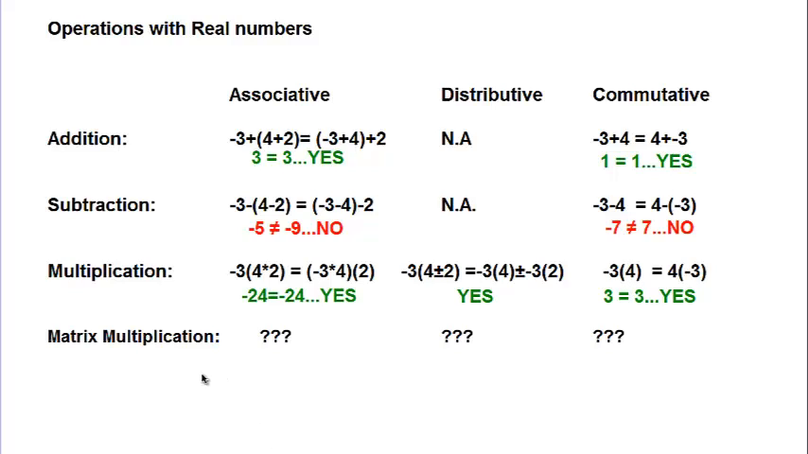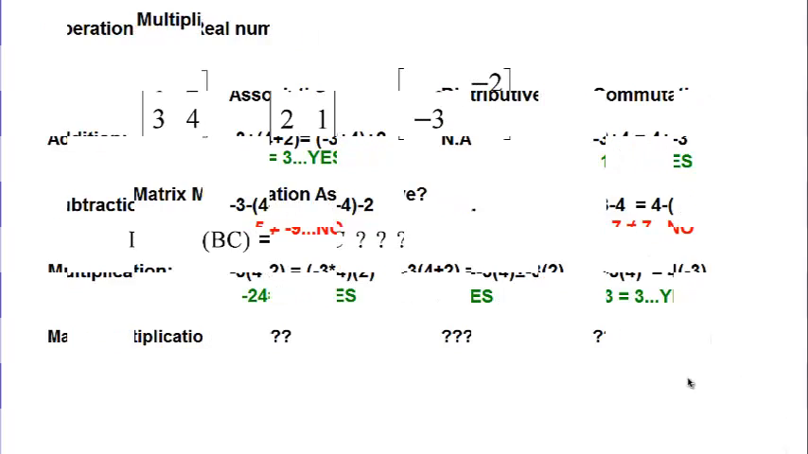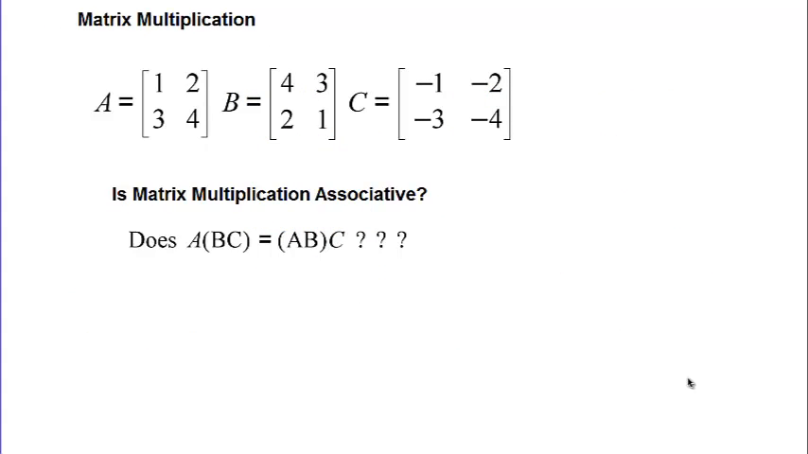So does matrix multiplication have the same properties, associative, distributive, commutative? Let's see if matrix multiplication is associative. Let's pick 3 matrices. Let's just make them 2 by 2s to make life a little bit easier on us. We'll let A equal [1, 2; 3, 4], B equal [4, 3; 2, 1], and C equal [negative 1, negative 2; negative 3, negative 4]. If matrix multiplication is associative, then (A times B) times C is equal to A times (B times C).